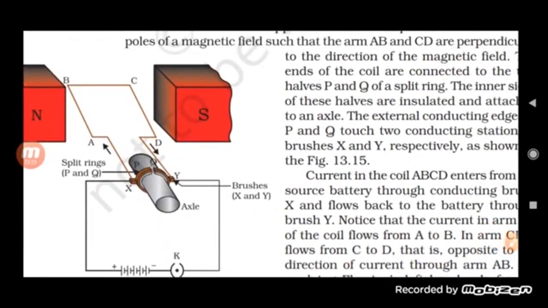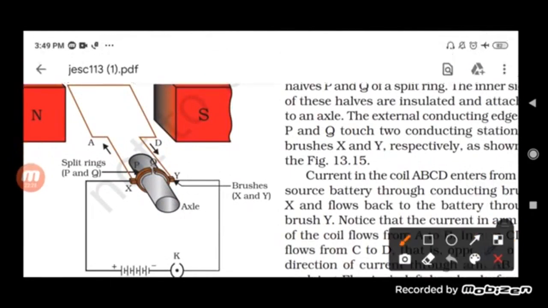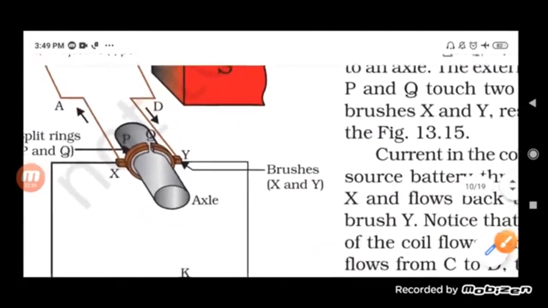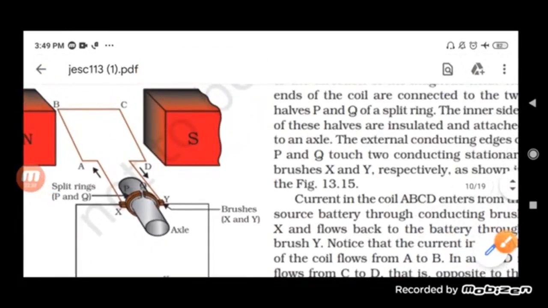This P and Q is the split ring. The coil is connected to a ring, and it is a split one, that is why it is called a split ring.